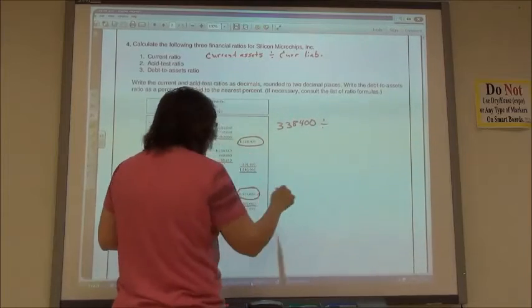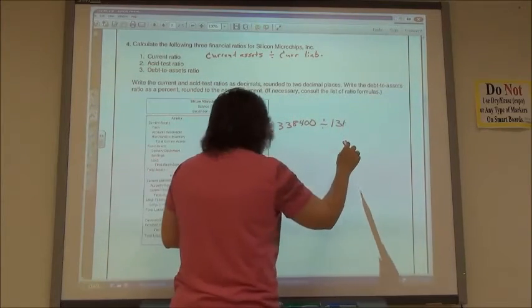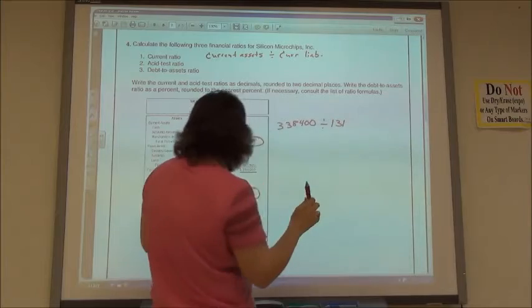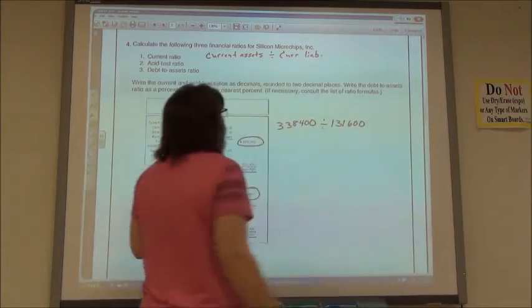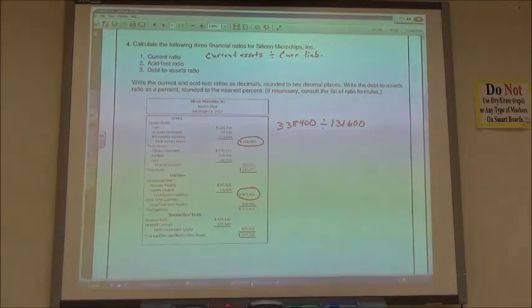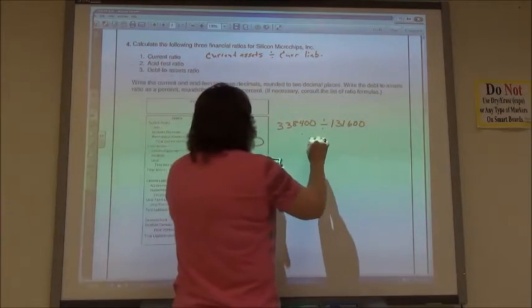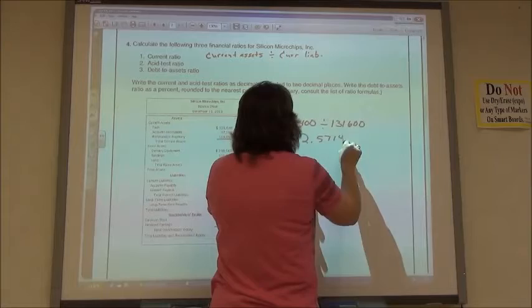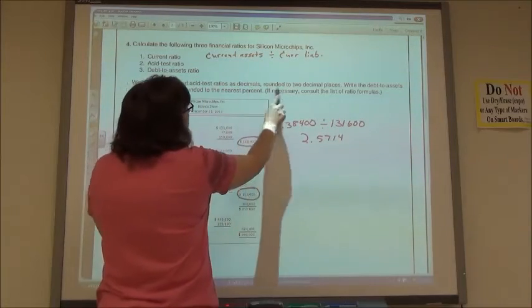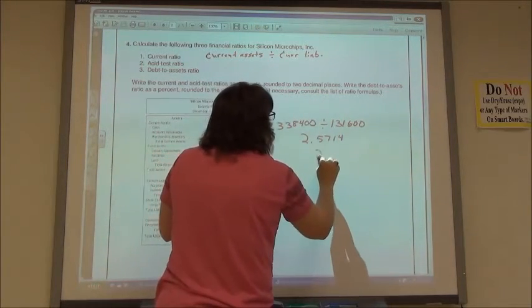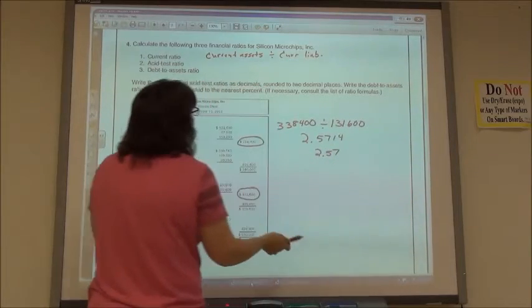So 338,400 divided by 131,600, if I read that right. And so if I divide those, 338,400 divided by 131,600 gives me 2.5714. We want to write it as a decimal rounded to 2 decimal places, so 2.57.